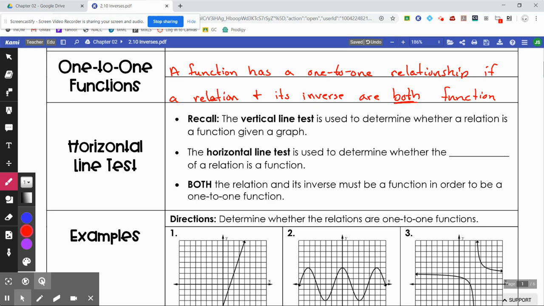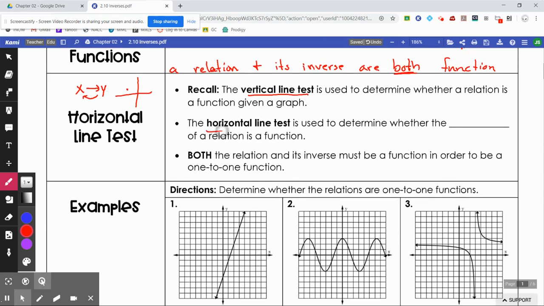If you don't remember what a function is, each x is paired with a single y. An x cannot be paired with two different y values, so there are no repeat x's. Remember the vertical line test? You can't have an x above an x. But now the inverse switches it back around, which means each y would have only one x as well. So recall the vertical line test is used to determine whether a relation is a function. The horizontal line test is used to determine if the inverse of a relation is a function.